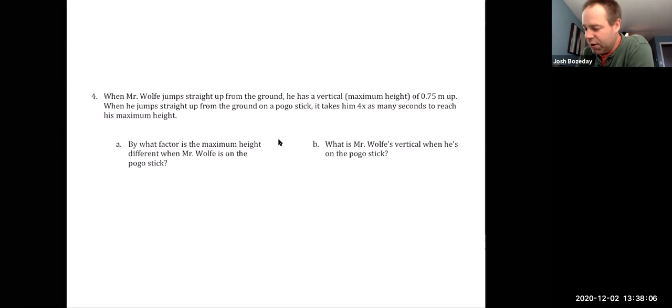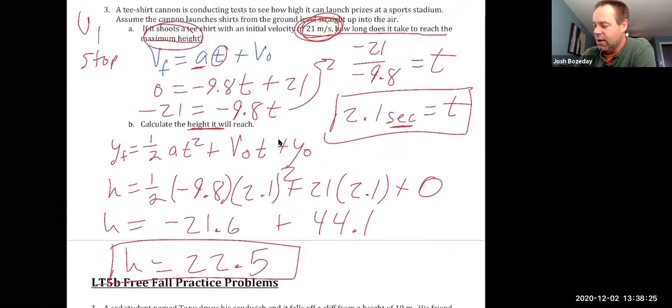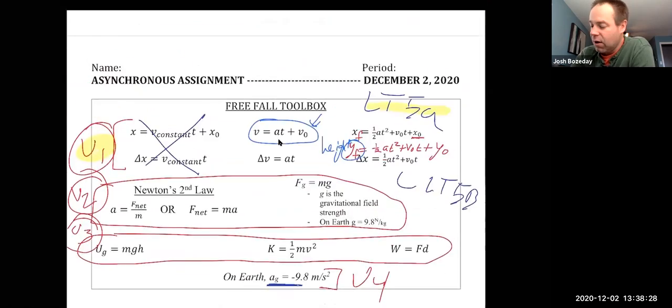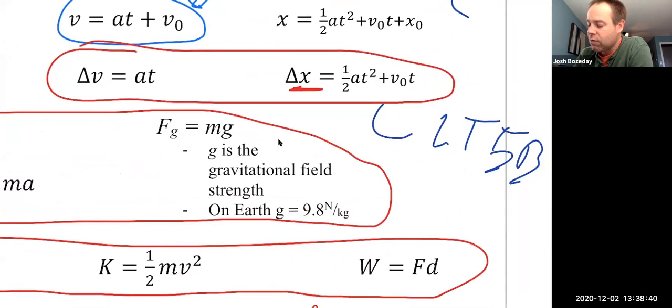All right, I'm going to go over number 4 here. When Mr. Wolf jumps straight up from the ground, he has a vertical maximum height of 0.75 meters up. When he jumps straight up from the ground on a pogo stick, it takes him 4 times as many seconds to reach his maximum height. Right off the bat, because this is proportional reasoning, we're going to use the bottom 2 equations. And because it's talking about height, we're going to use this equation.